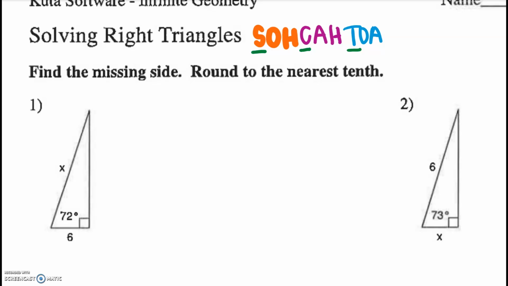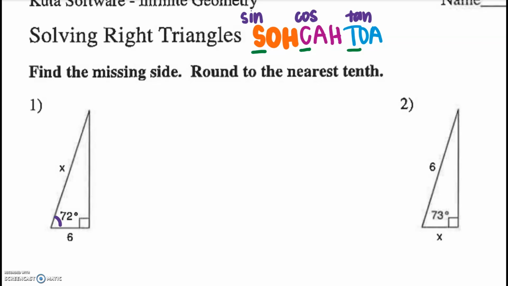Hey there, this is just a little video that is going to go through some extra practice problems using our trigonometry functions in our calculator. In class we talked about SOHCAHTOA, so remember that is sine, cosine, and tangent. Those are your buttons on your calculator that we will use. It's just a little acronym that will help us identify which one to use and then how to set up your proportion. So let's get started.